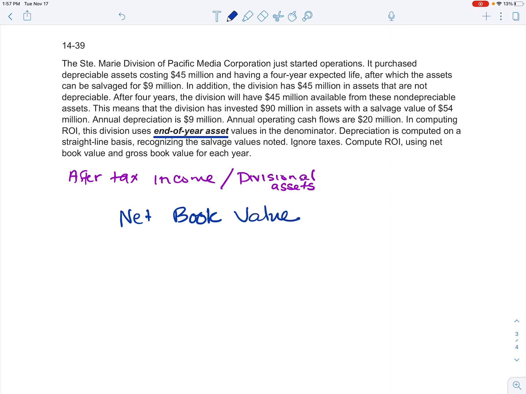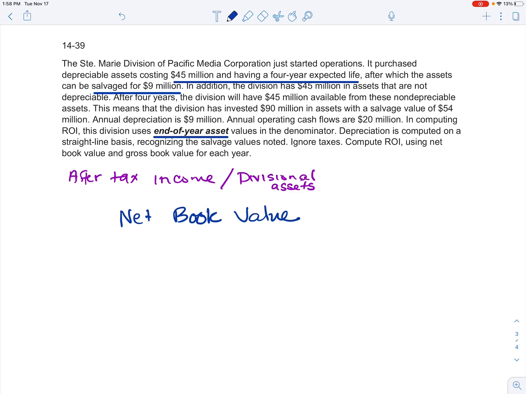And again, the difference is coming in the assets. We're looking at after-tax income divided by those divisional assets. We have to find all the information we need. This problem is rather wordy, actually. So going through it, let's see, we have depreciable assets that are 45 million, have a 4-year expected life, and can be salvaged for $9 million.